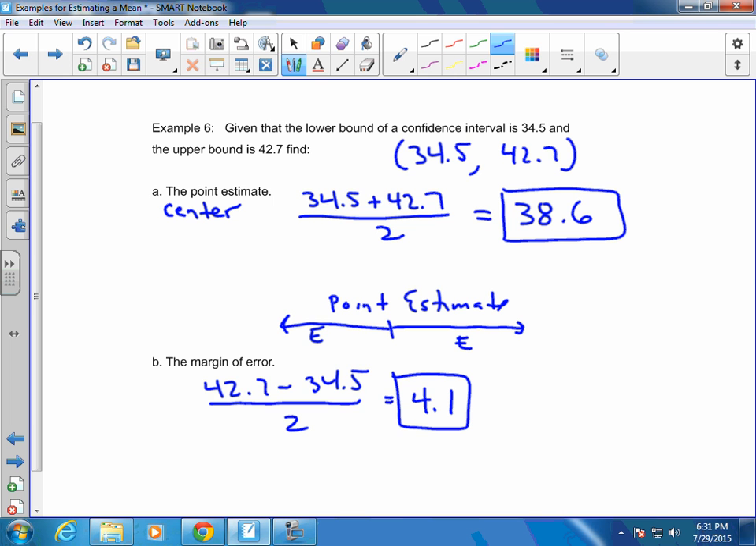If we trust our 38.6 is right for the point estimate, you can do the point estimate minus the left endpoint. That would give you the 4.1. You could do the right endpoint minus the point estimate. That would also give you the 4.1 as the margin of error. But anyway, going backwards, you can always take a provided confidence interval and analyze it to figure out what the point estimate was and what the margin of error is.